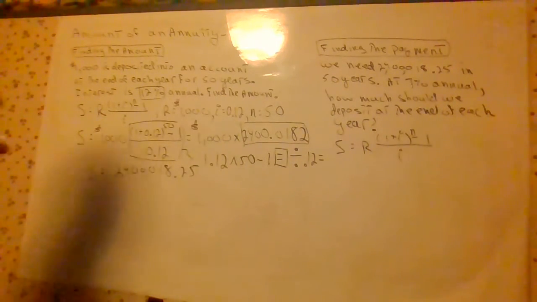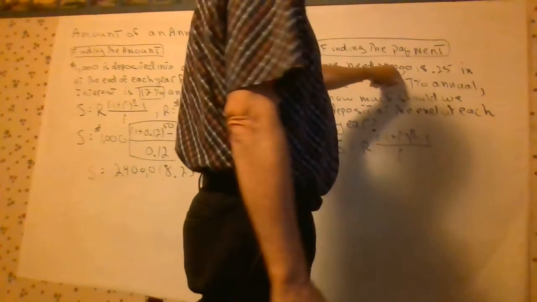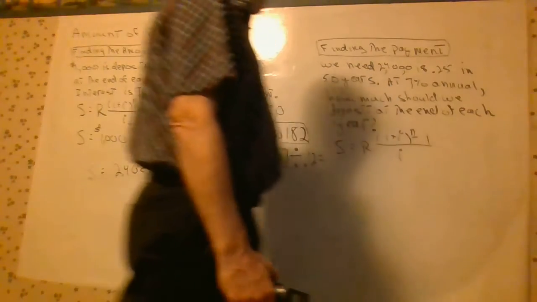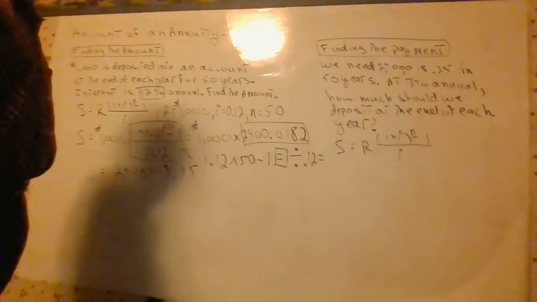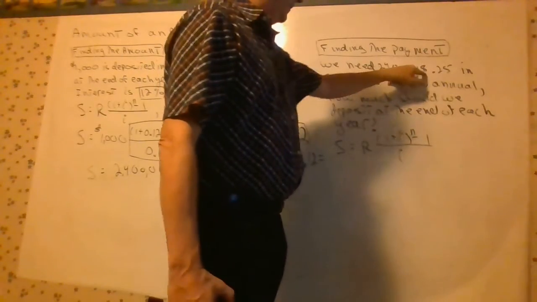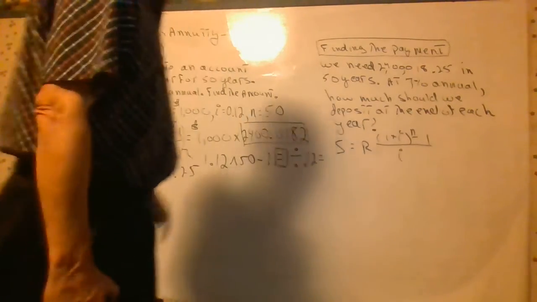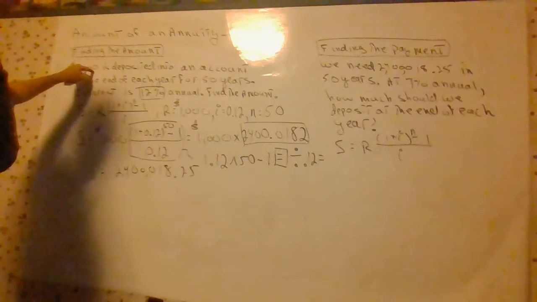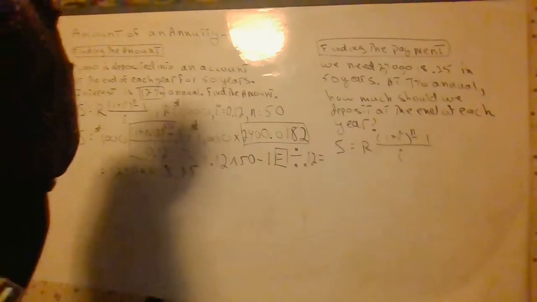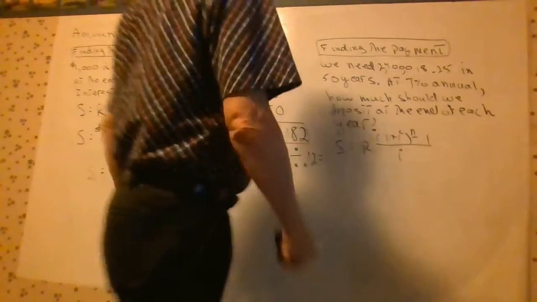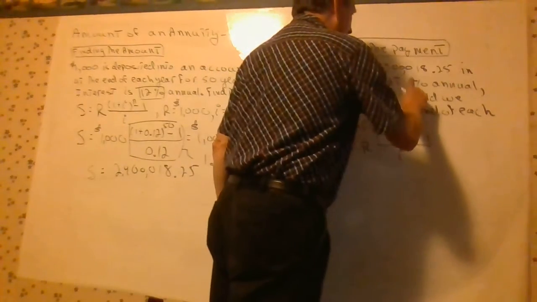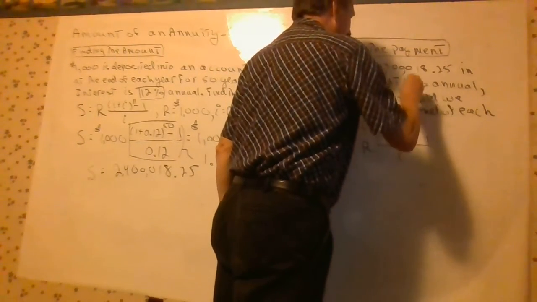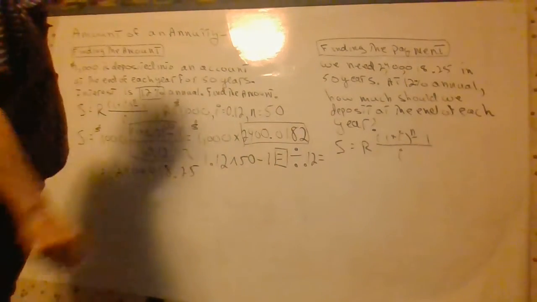Now we're going to turn this around. Suppose we need this same amount, 2.4 million, $18.25 in 50 years. It's kind of an odd amount, but suppose we wanted 2.4 million. I chose this obviously so we could work backward, and presumably so we could find this $1,000. At 7% annual, well, let's change this to 0.12 or 12%. Sorry about that. How much should we deposit at the end of each year?